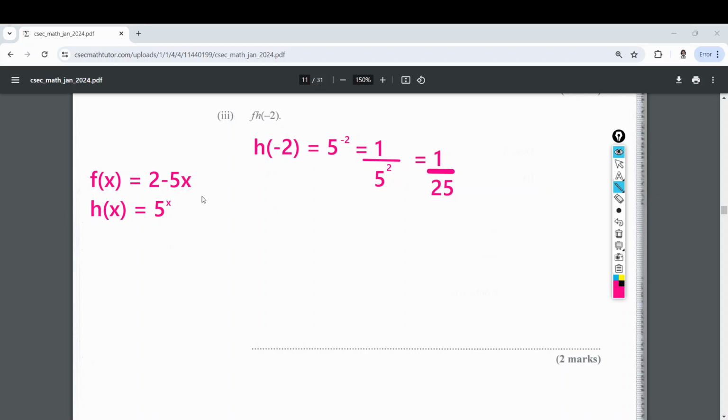And then now, guys, we can just put 1 over 25 where the x is if we want to find f of h of minus 2. So f of h of minus 2 is going to be equal to 2 minus 5 times 1 over 25.